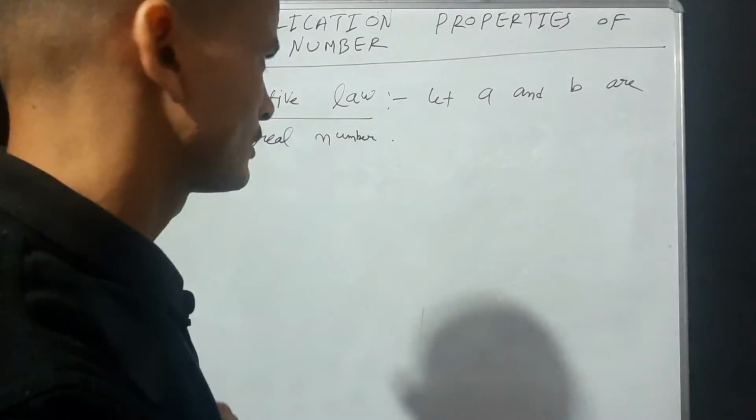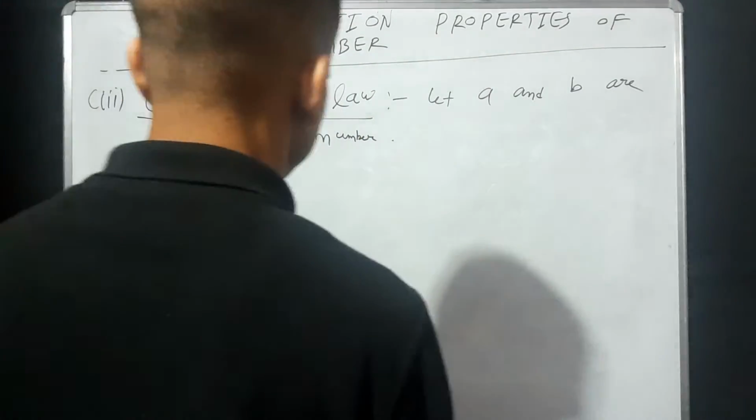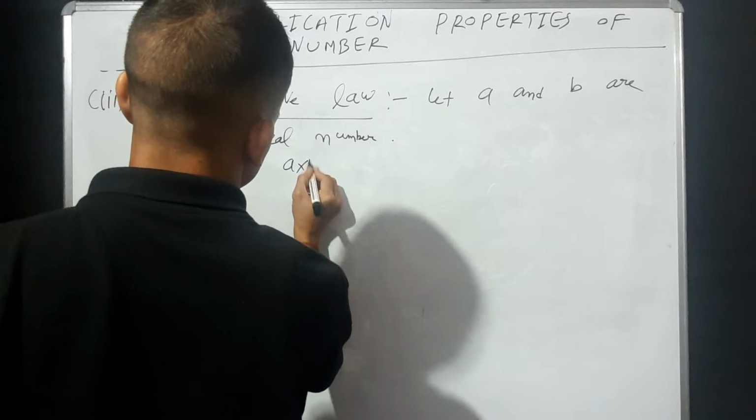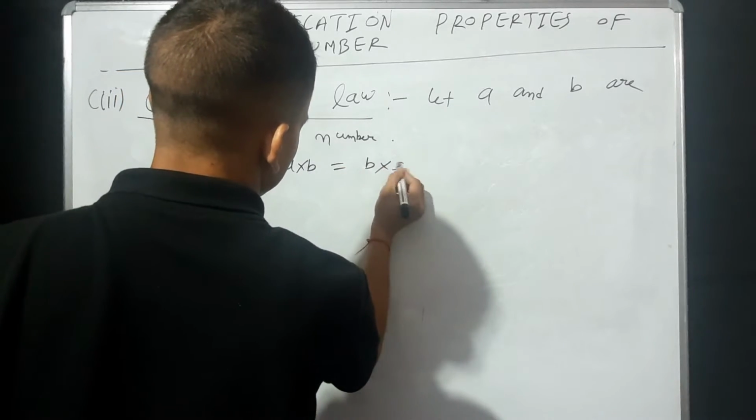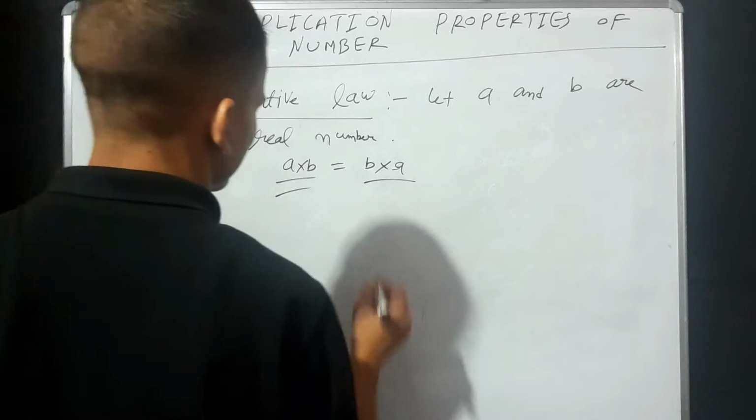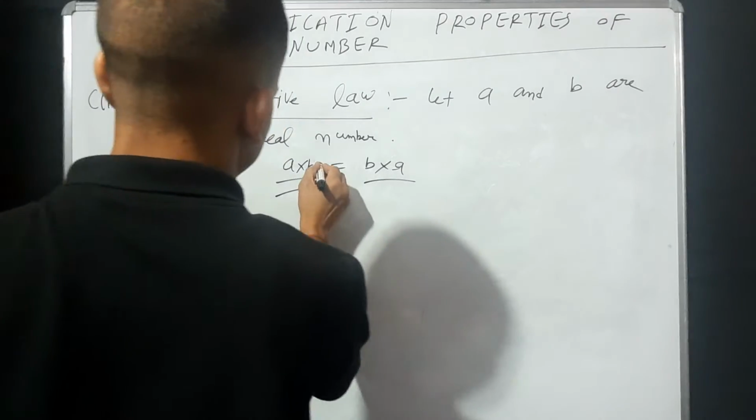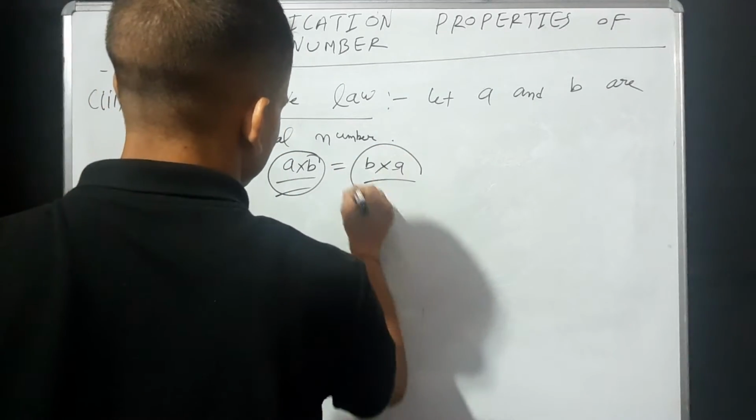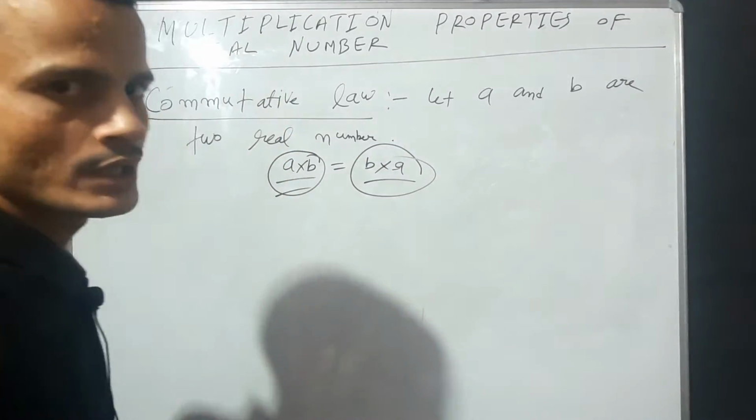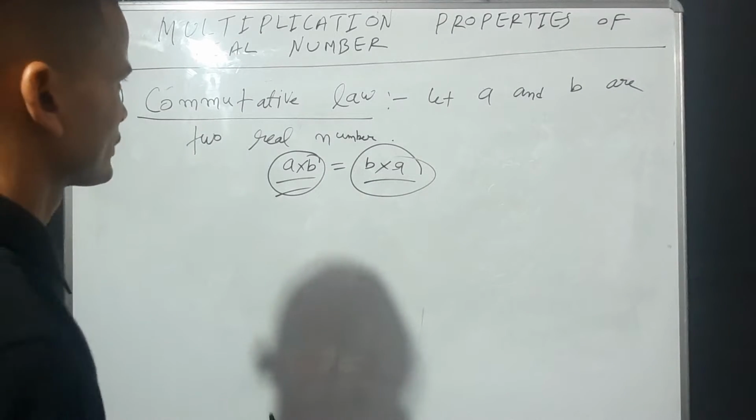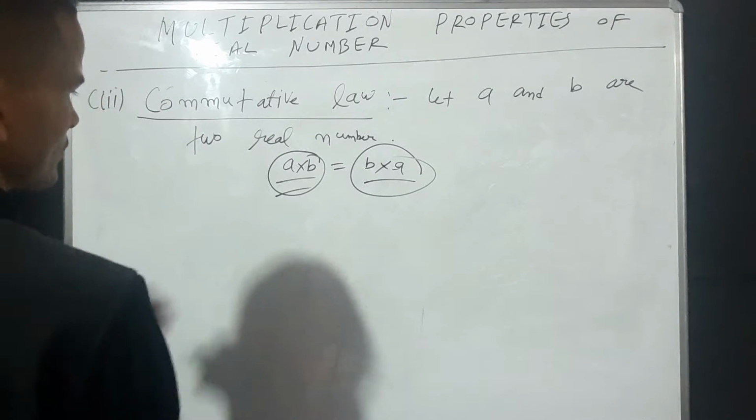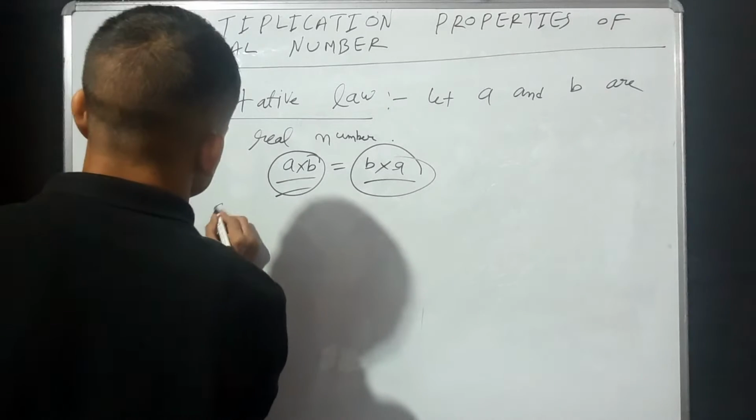A and B are two real numbers. When we multiply A by B, or B by A, there is no effect on the result. If you want to understand the commutative law properly, let us see this example.